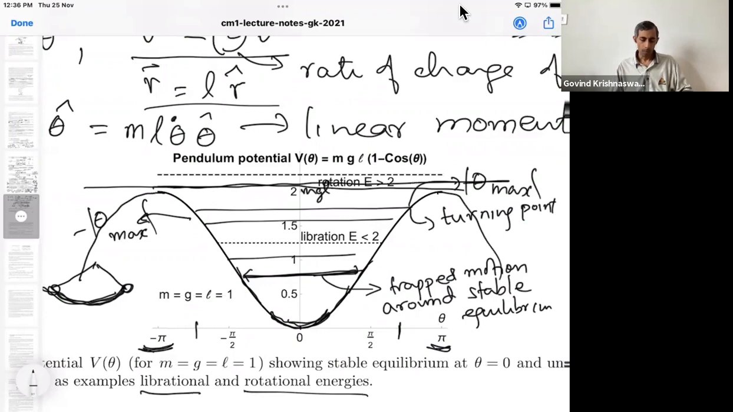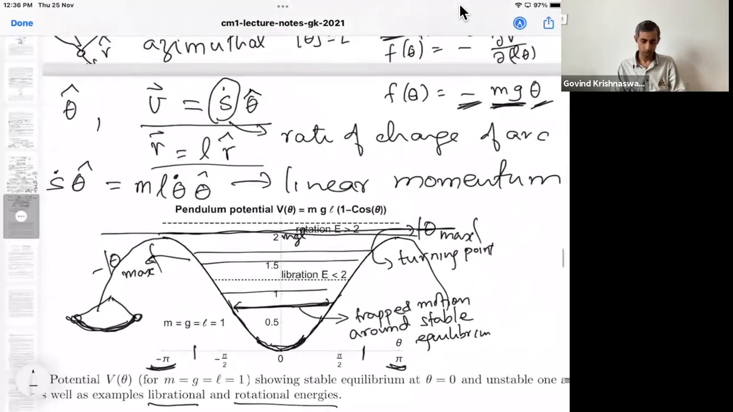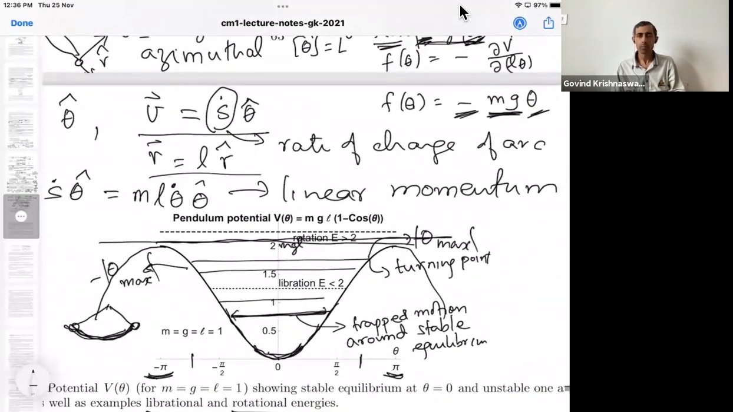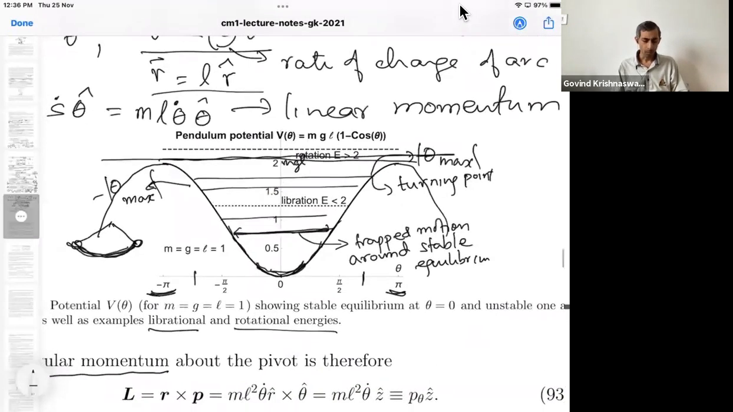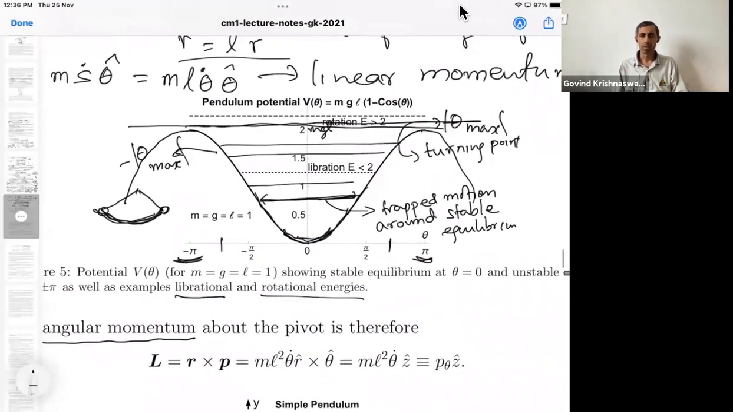Is that interpretation helpful and clear to you in terms of the graph of the potential energy? Any question about that? Okay, that corresponds to our intuition from before. I'm just establishing it using the graph now. So now let us return to our calculation of angular momentum.